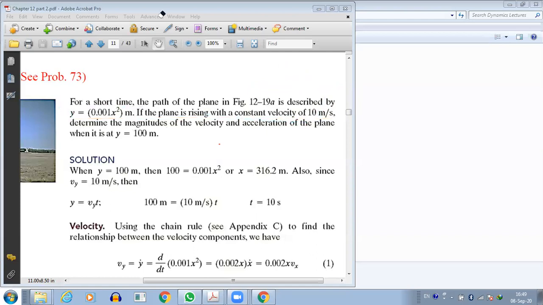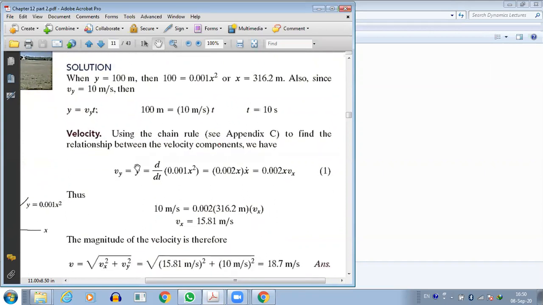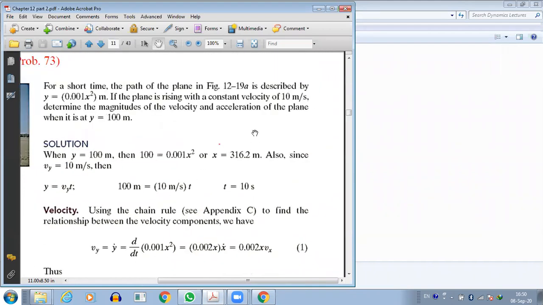Okay, so if the plane is rising with a constant velocity of 10 meters per second, determine the magnitude of the velocity and acceleration of the plane when it is at y equals 100 meters. So if you know y is 100 meters, you can find the value of x. Now the problem becomes simple. I don't know why they initially find the time, but the time was not needed. So we need to find Vy and Vx. What do we have? Vy is given.